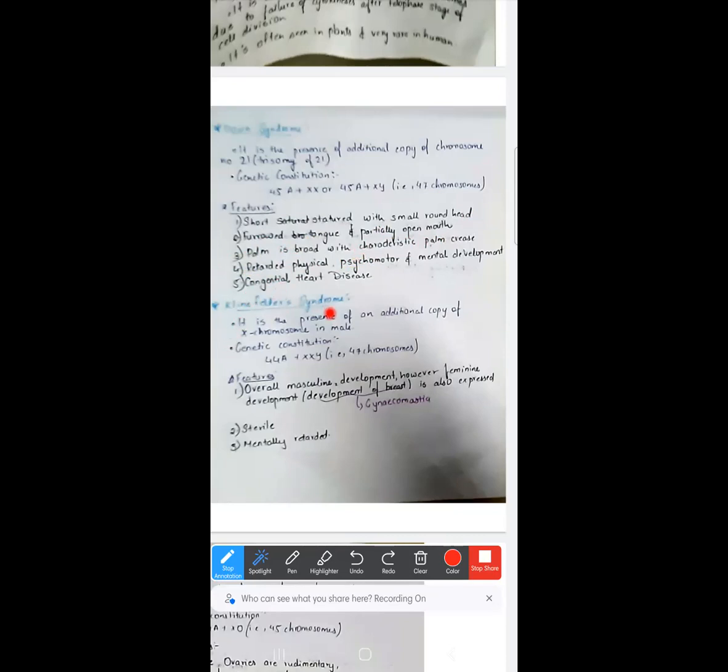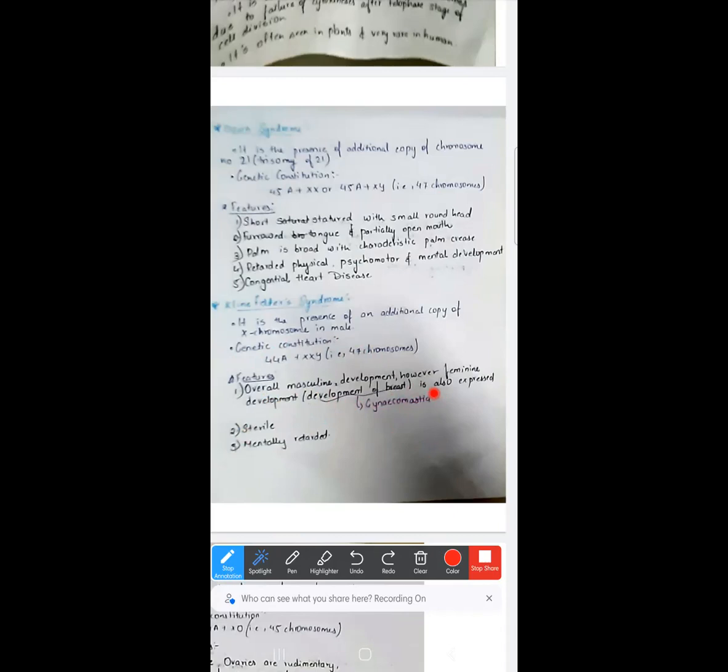Klinefelter syndrome is the presence of an additional copy of the X chromosome in males. Genetic constitution is 44 autosomes plus XXY, that is 47 chromosomes. Features of Klinefelter syndrome are overall masculine development. However, feminine development, such as development of breasts, that is gynecomastia, is also expressed. They are sterile and mentally retarded.